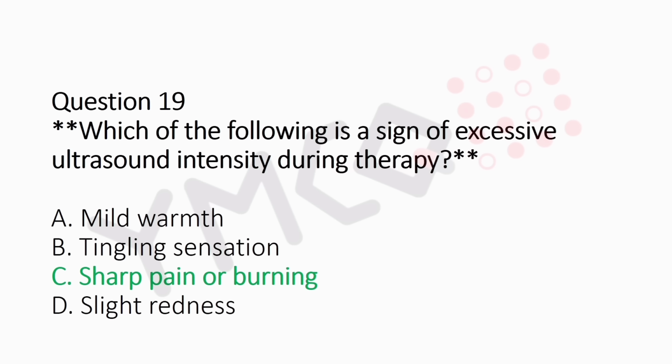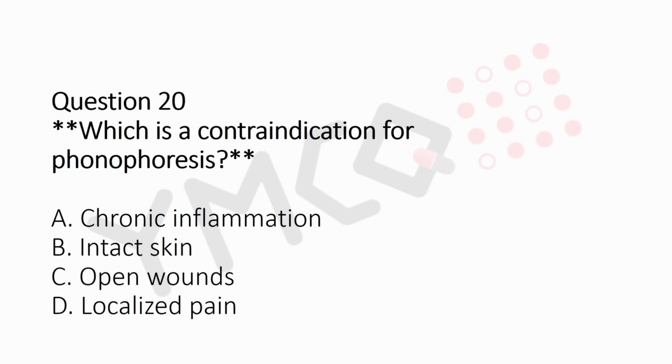Now let's move to question number 20. Which is a contraindication for Iontophoresis? Option A, chronic inflammation. Option B, intact skin. Option C, open wound. Option D, localized pain. And the answer is option C, open wound.